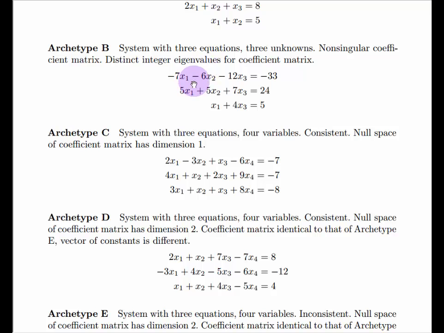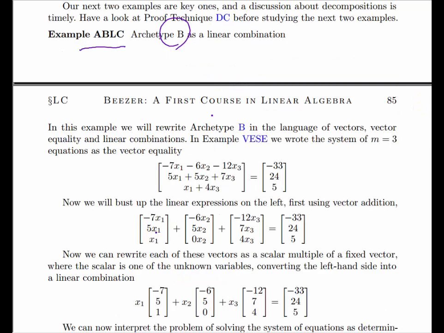So I've moved back to archetype B. We have a system of equations, and we know we can associate this with a matrix. We have a matrix of coefficients, and we have a vector of constants here. So we can form an augmented matrix as well. So keep in mind this system of equations.